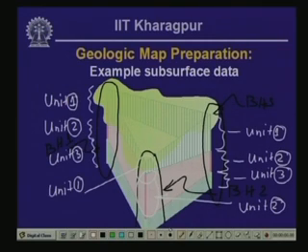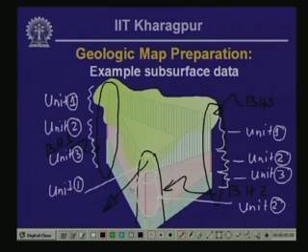For instance, it appears that unit 1 may actually pinch out if one moves a little bit further towards you compared to borehole 2. So, if you come further near from borehole 2 towards you in this direction, then it might so happen that the superficial unit, unit 1, may disappear altogether, and that is called pinching out of a particular geologic unit.